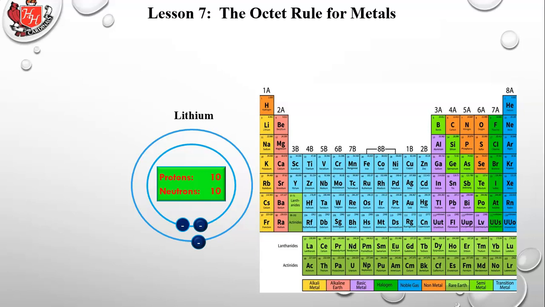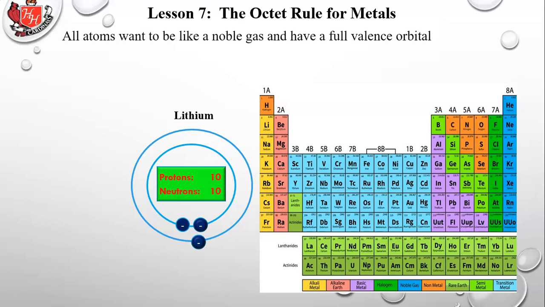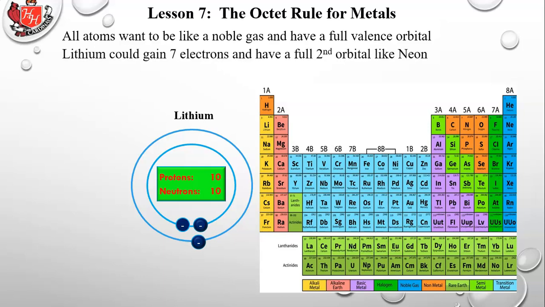So the octet rule for metals. All atoms want to be like noble gases. They want to have a full valence orbital. Now you can see lithium's valence orbital is the second orbital, and it only has 1 electron. If it wanted to fill that up with 8 electrons, it would have to add 7 more. So lithium could gain 7 electrons to have a full second orbital like neon.